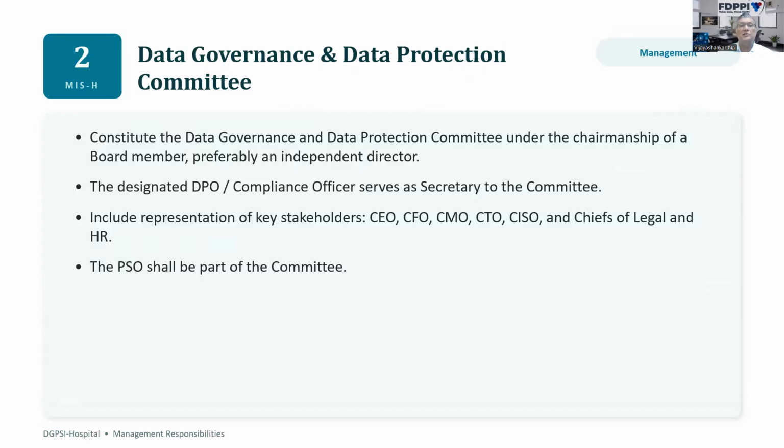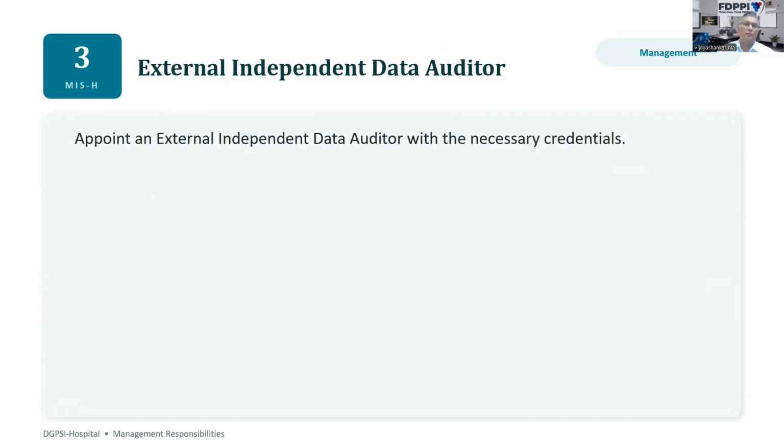The second implementation specification is related to the Data Governance and Data Protection Committee. This says constitute the Data Governance and Data Protection Committee under the chairmanship of a board member, preferably an independent director. The designated DPO compliance officer serves as secretary to this committee, and it includes representation of all key stakeholders, such as the CEO, CFO, CMO, CTO, CISO, and the chiefs of legal and HR, as well as the PSO.